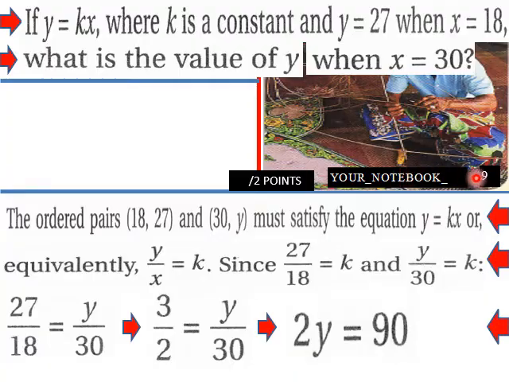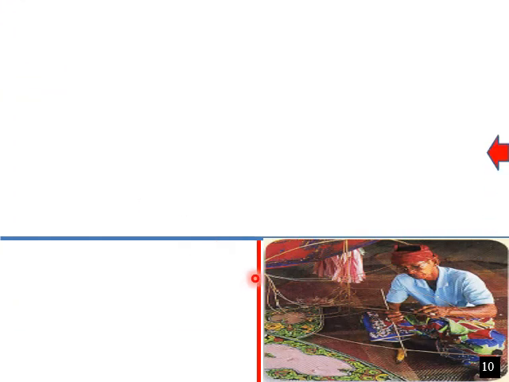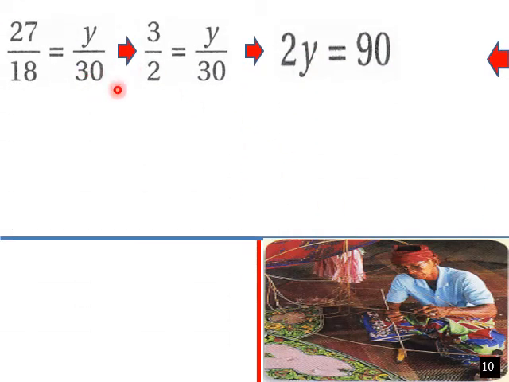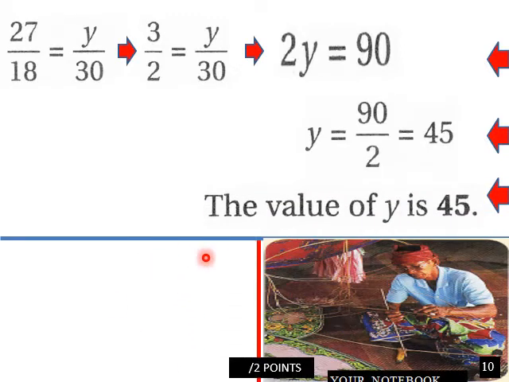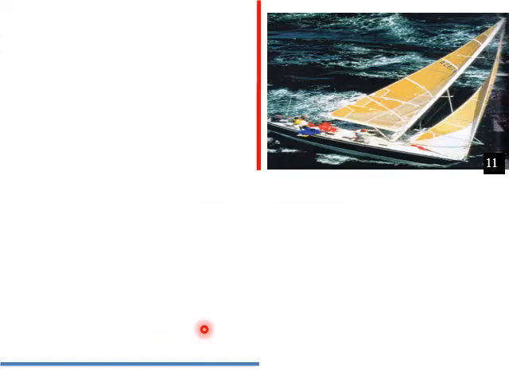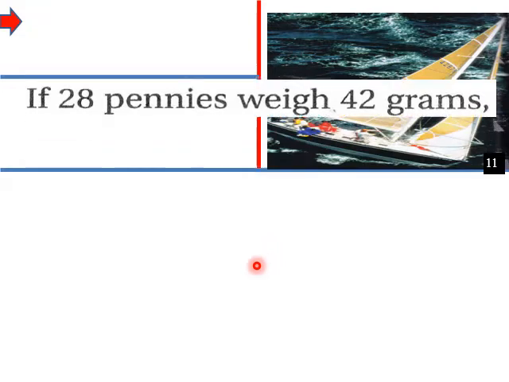This is in your notebook, page 9. Page 10 in your notebook. So we're at this point here, 2y equals 90. And then we just solve for y. The value of y is 45. This is notebook page 10, if you're using a note taker, which you can get at that email.